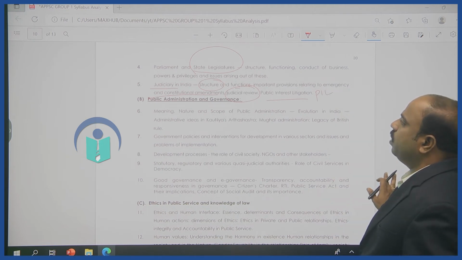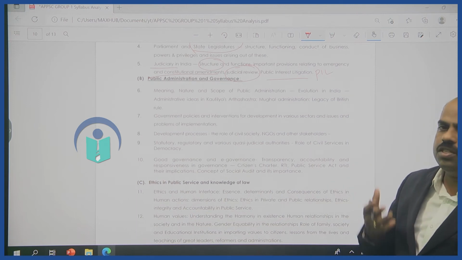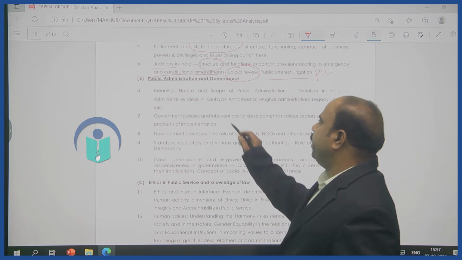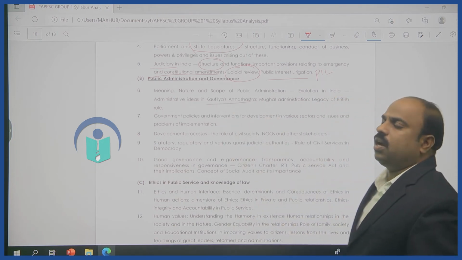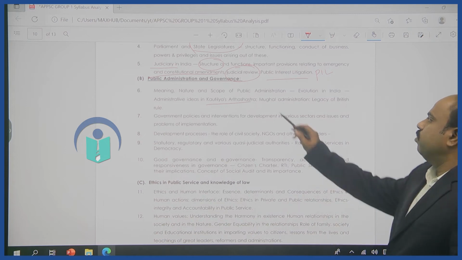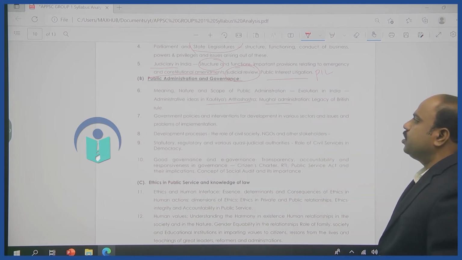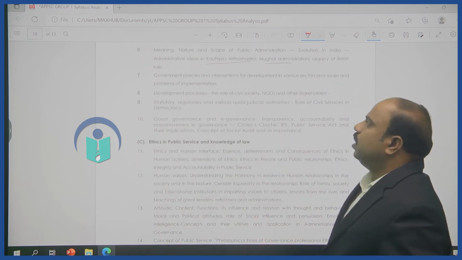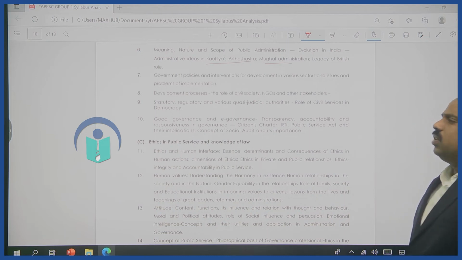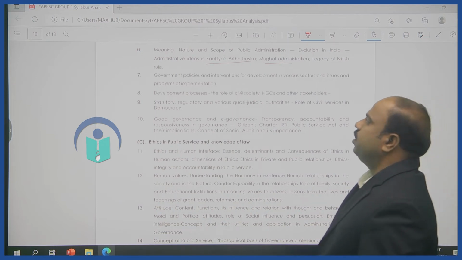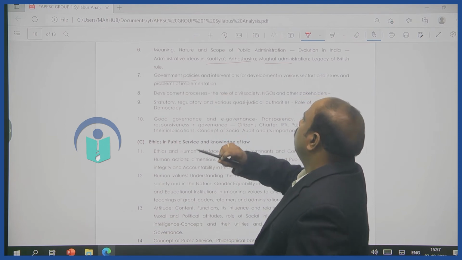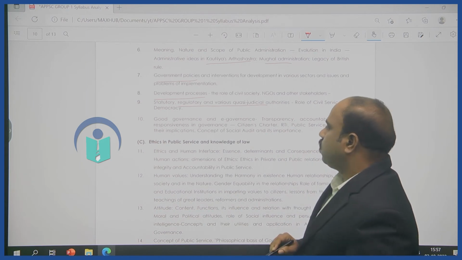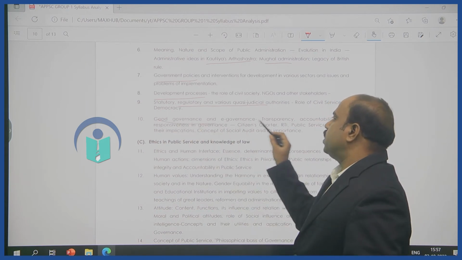The next, public administration and governance, about meaning, nature and scope of public administration, evolution in India. So since ancient times, like Kautilya's Arthashastra in administration and in economy, then Mughal administration, legacy of British in India, then government policies and interventions for development in various sectors, and issues and challenges. So all these come under public administration, my dear friends, about government policies, about the development process, about regulatory boards and quasi-judicial authorities, good governance and e-governance.